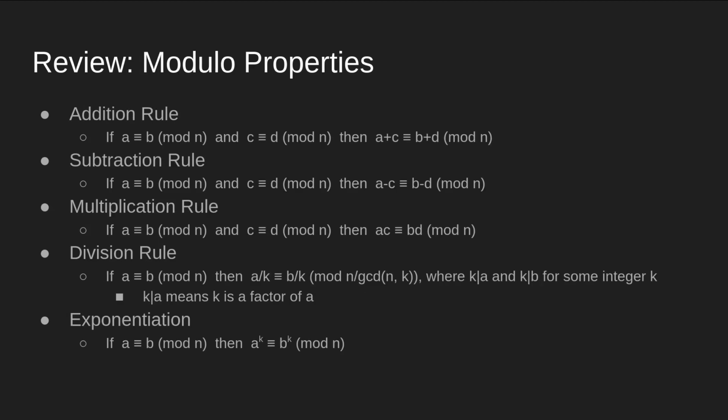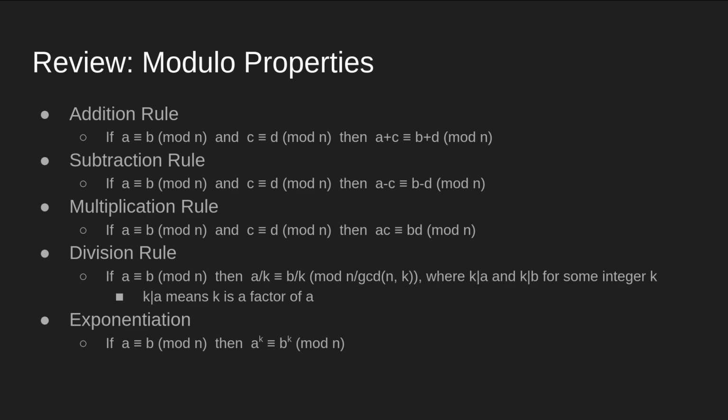So we'll just review some of the properties of the modulo. There's the addition rule. If A is congruent to B modulo n, and C is congruent to D modulo n for some integers A, B, and n, and C and D as well, then A plus C and B plus D are also congruent to each other modulo n. It's pretty straightforward. Following from the addition rule, if A is congruent to B modulo n and C is congruent to D modulo n, then A minus C is congruent to B minus D modulo n.